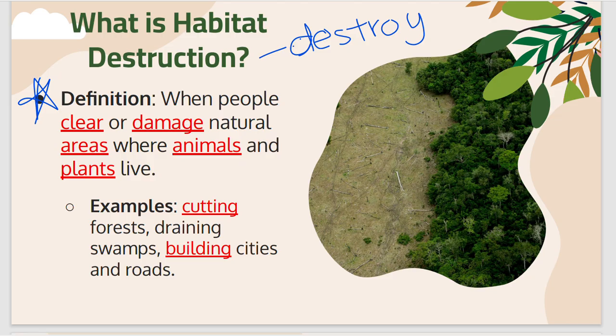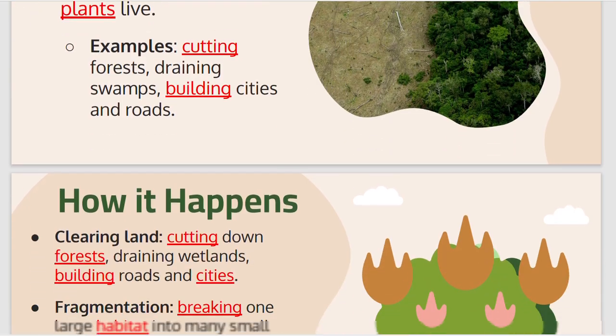Destroying habitats. When humans destroy habitats, those natural areas are the habitats where animals and plants are living. Examples of how habitats may be destroyed are cutting forests, draining swamps, and building cities and roads. So, first human impact is habitat destruction, destroying natural areas.